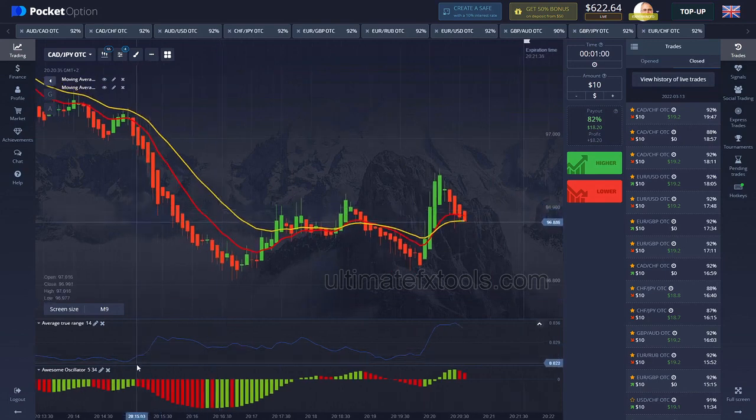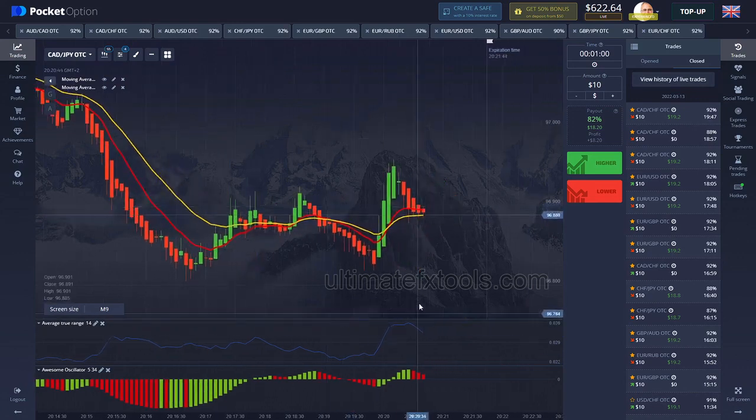Let's now start trading. As you can see, the average true range oscillator and the awesome oscillator are perpendicular to each other. Thus, this will be the sign if the trend is with 80% strength uptrend or downtrend.